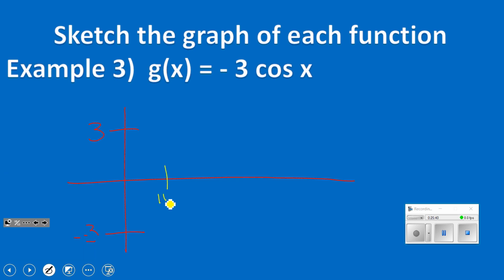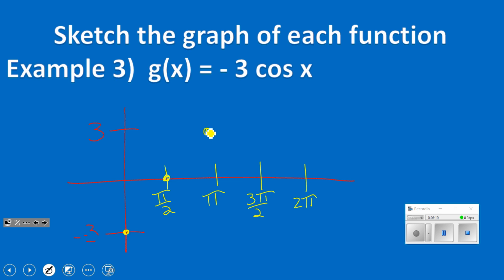So this will be pi over 2. This will be pi. This will be 3 pi over 2. And this is going to be 2 pi. So far, so good? So we know now that I'm going to go from here. What's -3? We know at pi over 2 it's 0, right? So is it still going to be 0? At pi over 2, the cosine is 0. What's -3 times 0? 0. It's still going to be 0.